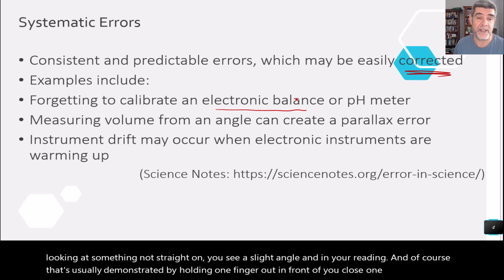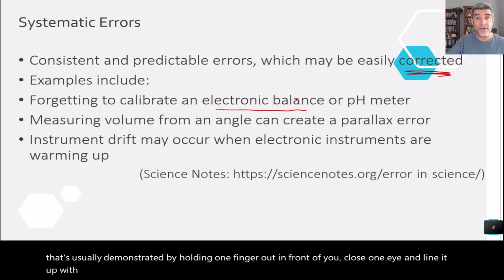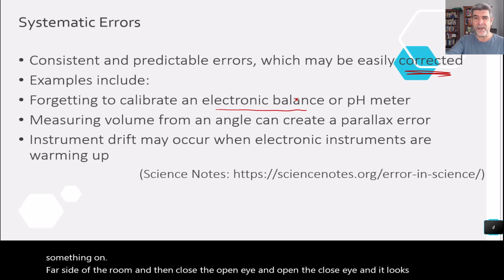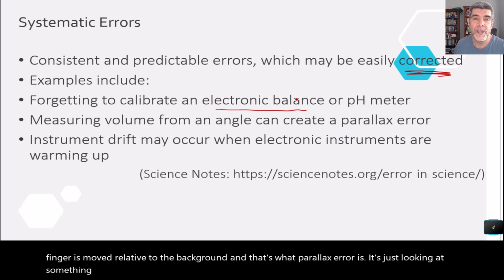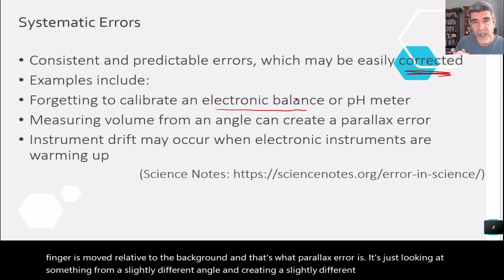And of course, that's usually demonstrated by holding one finger out in front of you, closing one eye, and lining it up with something on the far side of the room, and then closing the open eye and opening the closed eye, and it looks like your finger has moved relative to the background. And that's what parallax error is. It's just looking at something from a slightly different angle and creating a slightly different value.